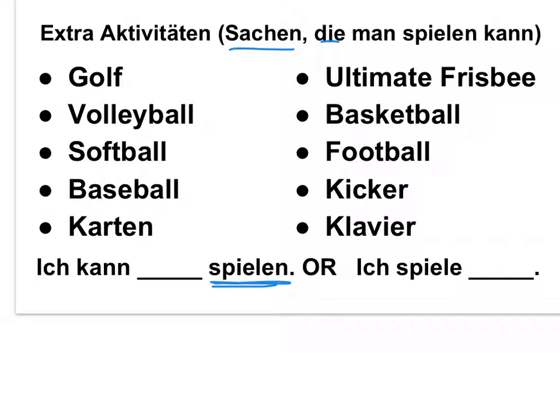Okay? Try the first one at the top of the list. Golf. So you could say Ich kann Golf spielen or Ich spiele Golf. What about the next one? Volleyball. Next one, try softball. Softball. What's that? Baseball.